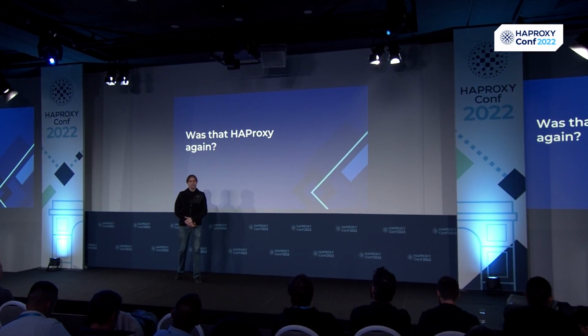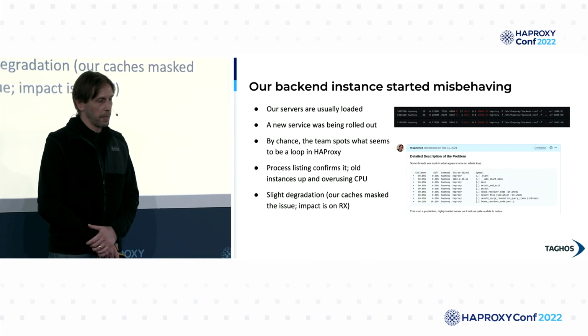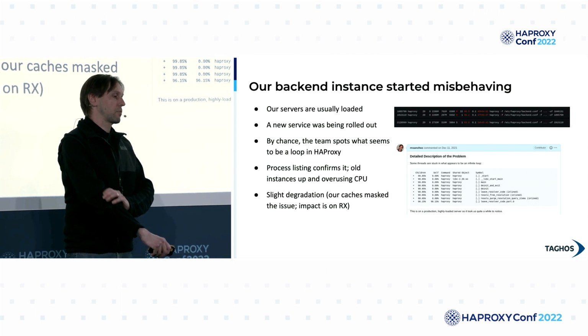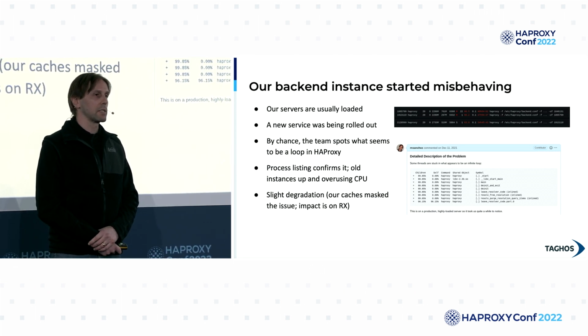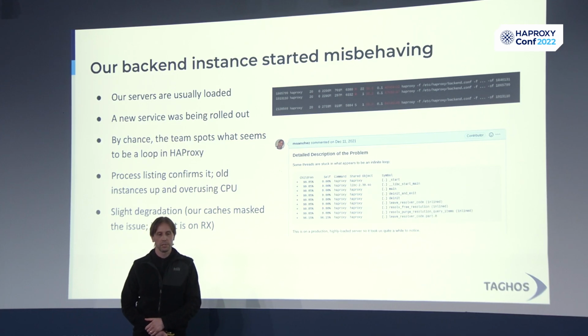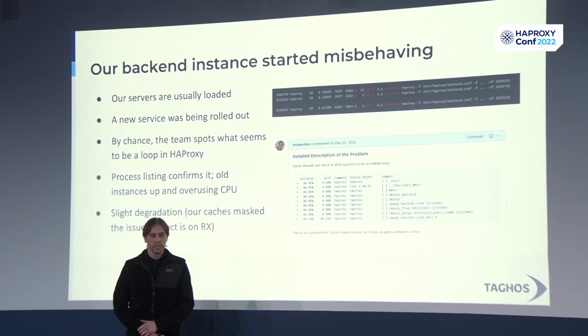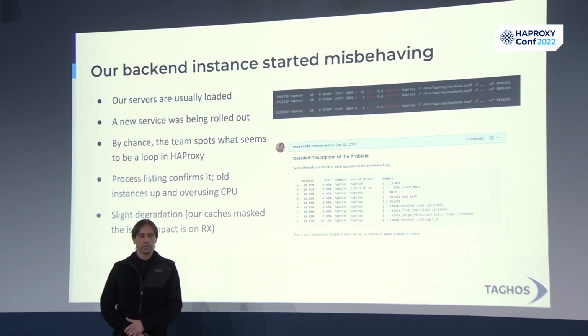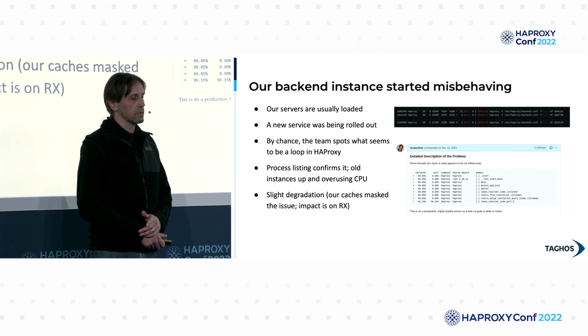So here's another case. Our servers are usually loaded, and we were in the process of rolling out a new service. Totally by chance, someone in the team noticed that there were some HAProxy backend instances still running and spinning on CPU, so they were fully loaded on their specific cores. Of course, we collected data from perf, and we noticed a specific hot function.